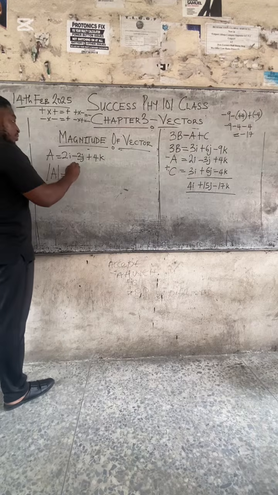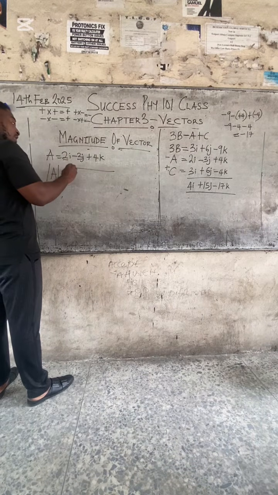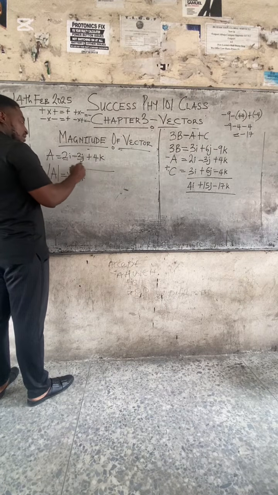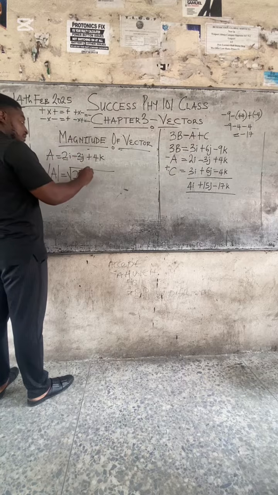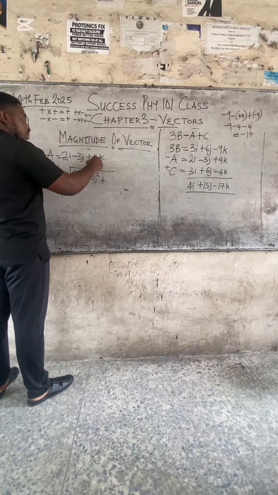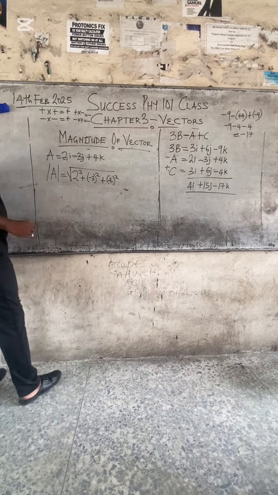Start with the square root. Take this 2 only. Don't take the i. Take only the 2 and square it. Plus, take this minus 3. Don't just take 3, take the sign with it. Plus minus 3, and square it, and plus 4, and square it. This is how you find the magnitude.